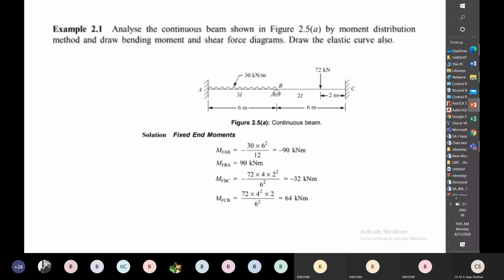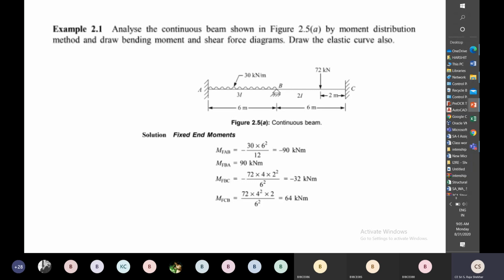In the moment distribution method, the first step is to assume all the supports are fixed supports. That is the first assumption, and we are going to calculate fixed end moments. By considering that, we calculate fixed end moments because of the application of the load. Fixed end moments depend upon the application of load.